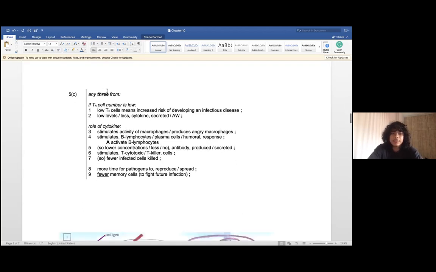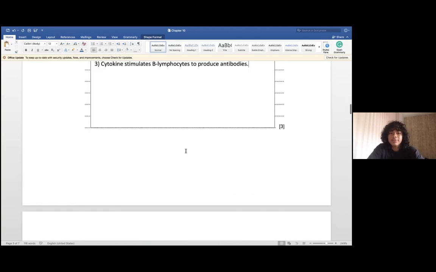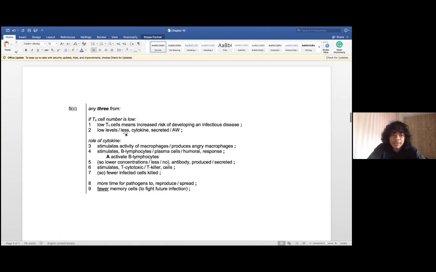As you guys can see, any three from the T helper cell number is low. So you guys can give 2 points from this as what I've just given. And the third one, you can say the role of cytokine. I went with the fourth one, stimulates B lymphocytes. That is already sufficient. And then I added to produce antibodies. But if you want to continue from here, you can say, so lower concentrations of antibody is produced.